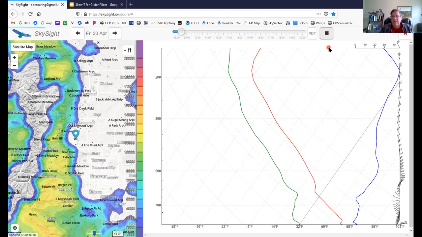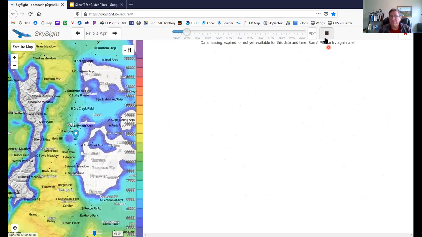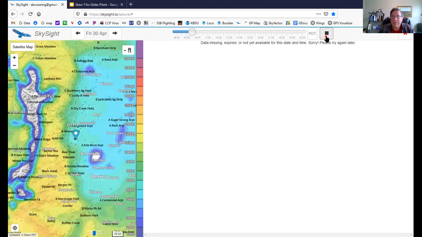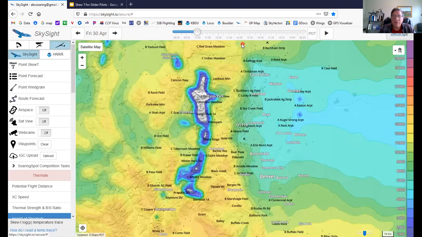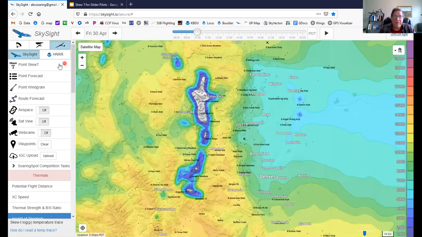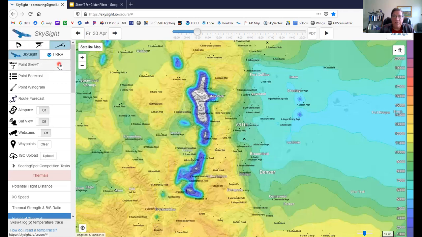Okay, so now we're at 8:30. Oops. Looks like I'm going to have to redo this. Sorry, folks. That's okay. Okay, so let's start it at 10 o'clock in the morning. We'll use the Skew T. Right there is Boulder Airport.